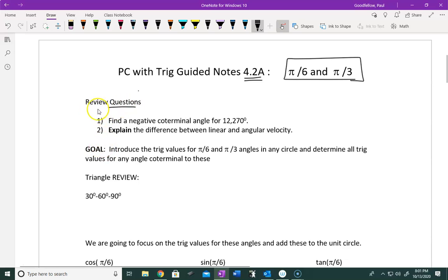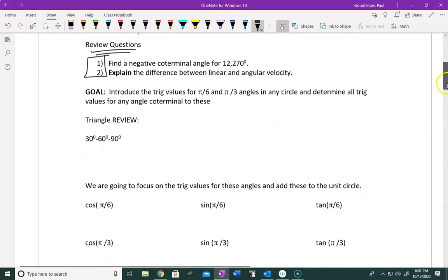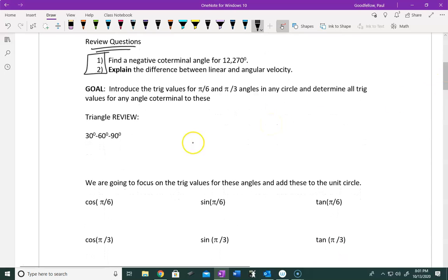Now I wish I had a lot of time to go over these negative coterminal angles or explain the difference between linear and angular velocity, but I really don't if I'm going to keep this particular idea into a doable video that you guys want to watch.